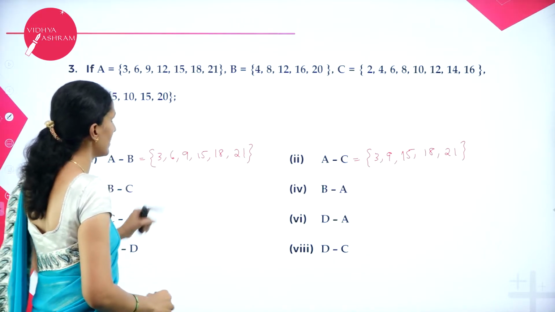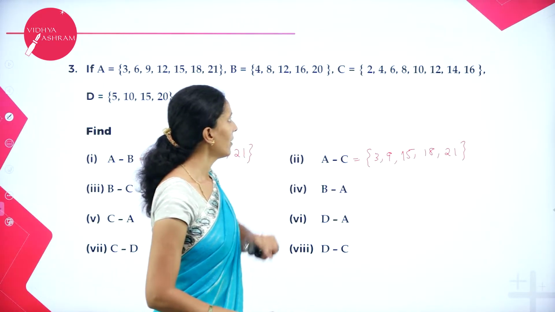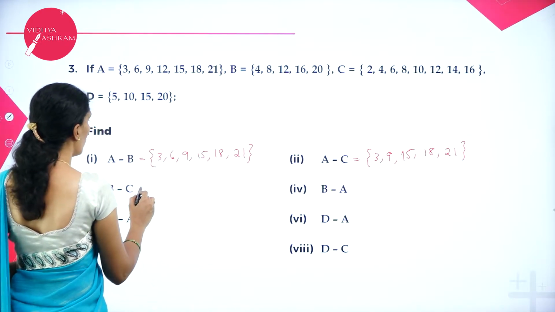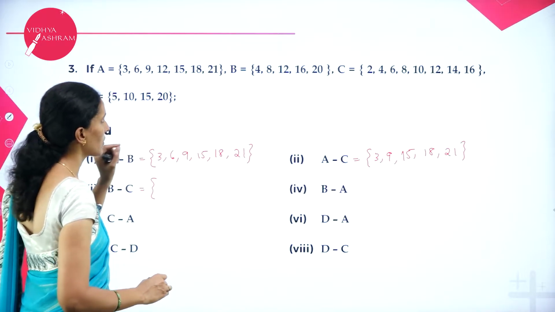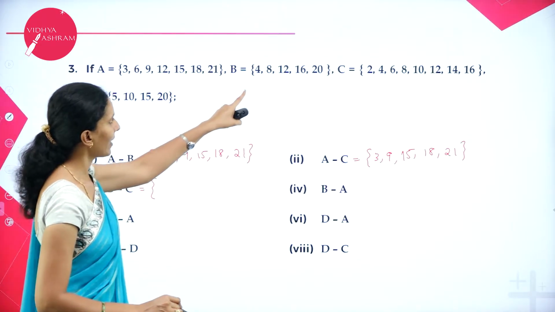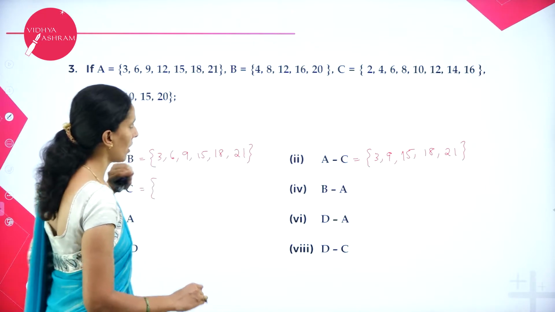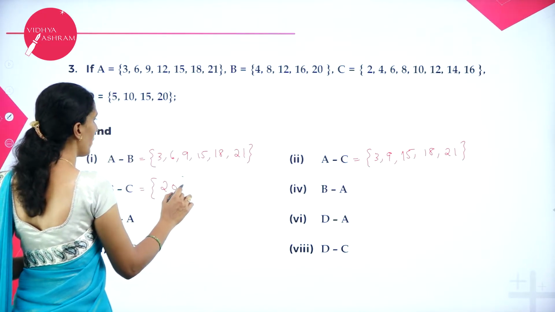Next is B minus C. What is B minus C? Write only the elements of B. So 4 I cannot write, 8 I cannot write, 12, 16 also I cannot write. So the only element is 20.